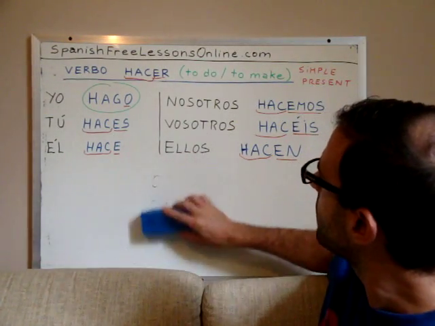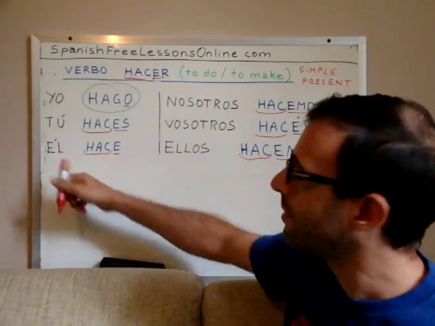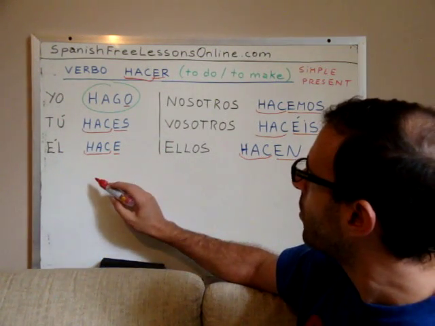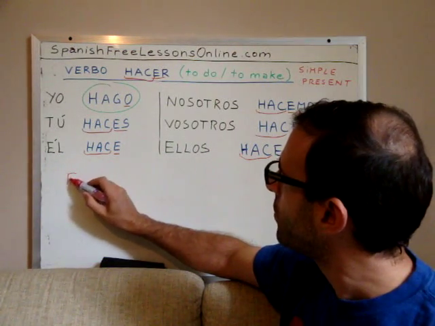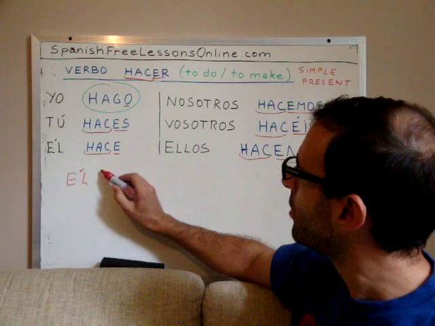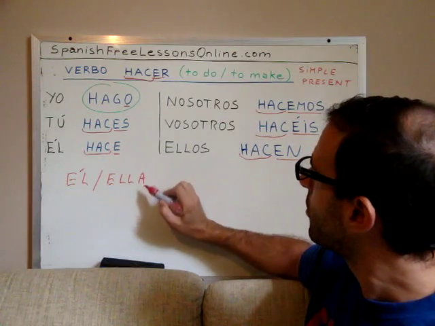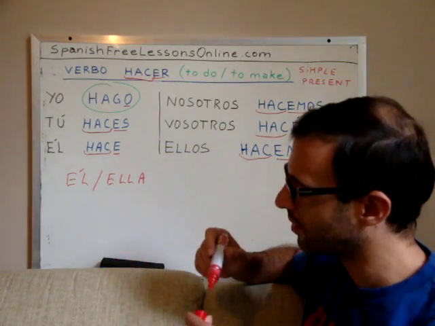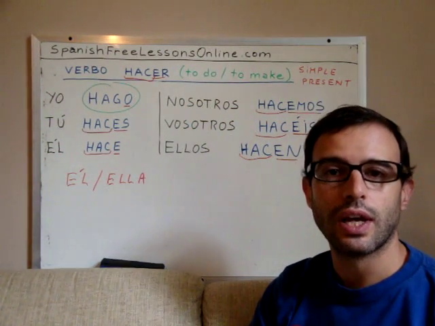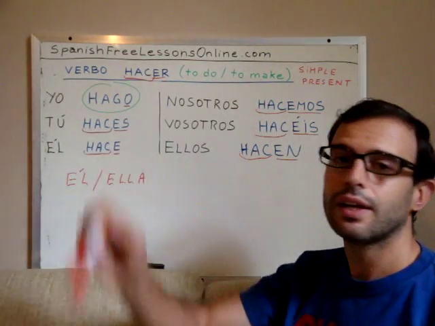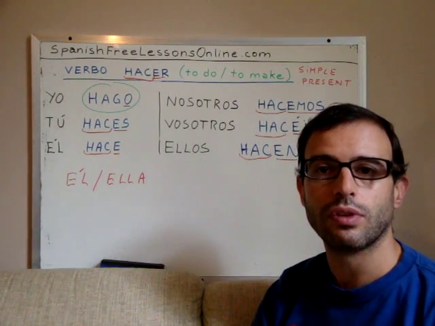Also remember that the third person of the singular, he or él, is also for she and for it. So in Spanish we would say él for he, ella for she. So this is all we'll do today about conjugating the verb hacer, and next lesson we will start seeing some examples using this verb.